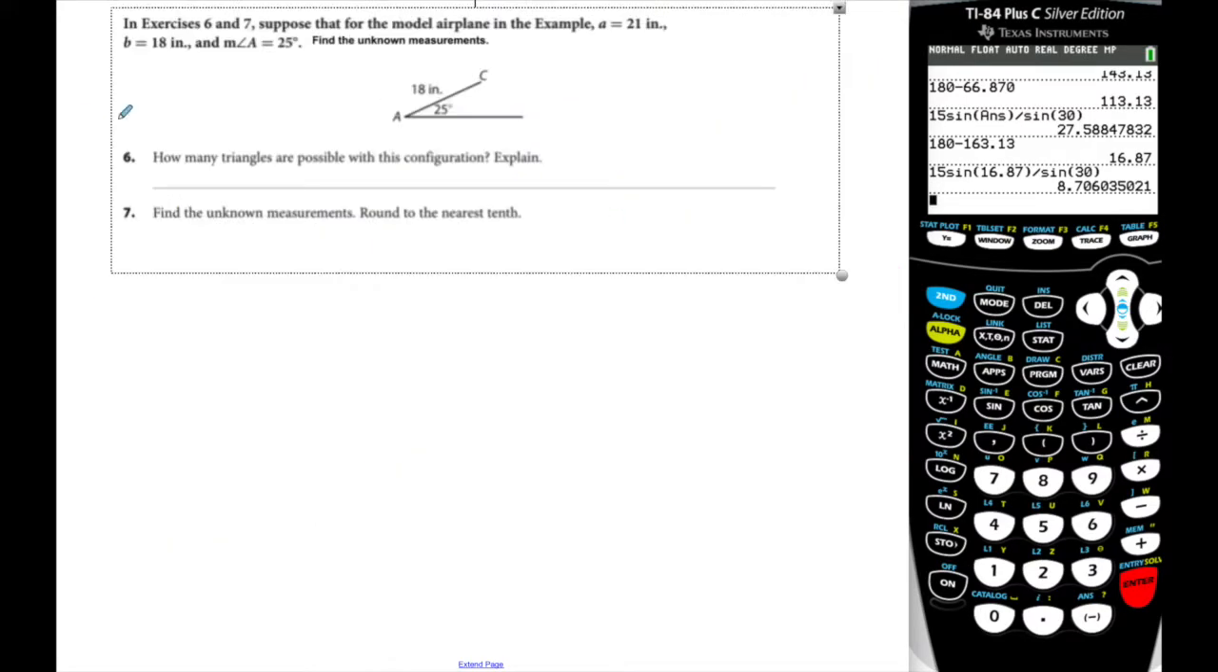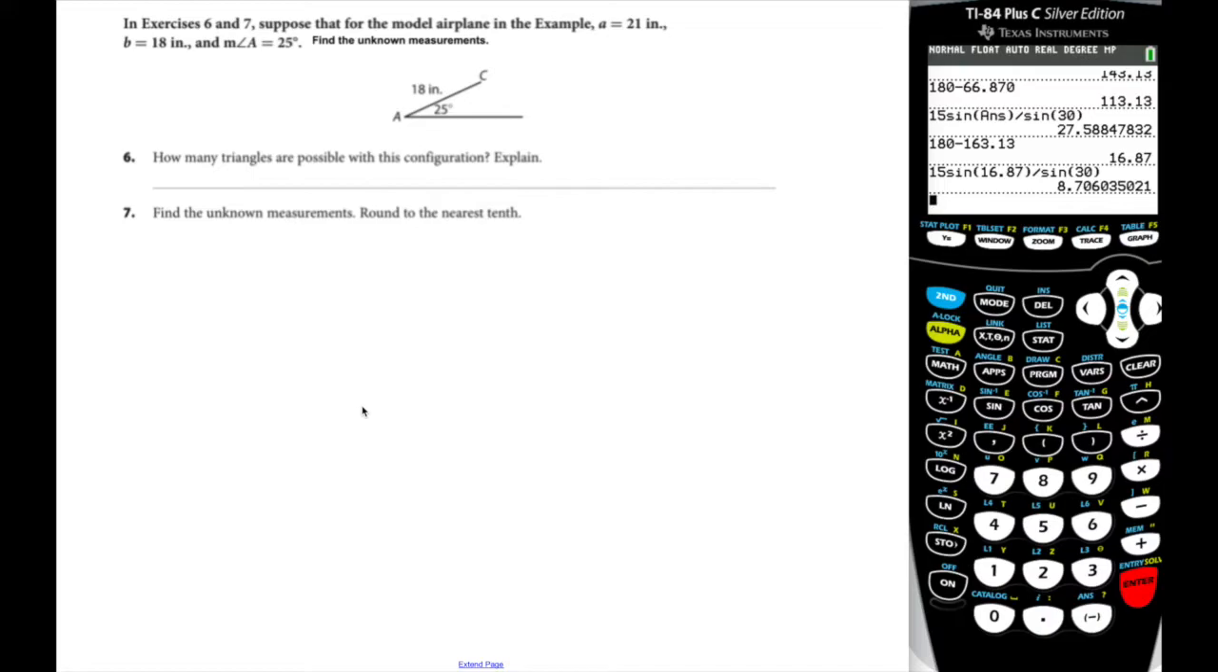All right, so this was given as an example for you guys to try. So here, I'm in a different situation, and let's see what we got. So here I want to know how many triangles are possible, why, what are the unknown measurements, round to the nearest tenth. This one we'll do together. Maybe it's like a we do. Okay, so what I want you to do is think about this. I've got an A of 21. I've got a B of 18.